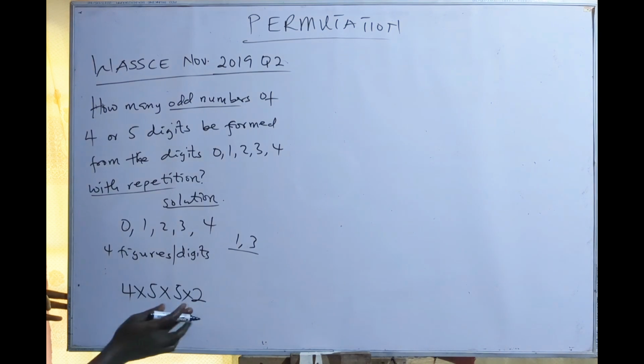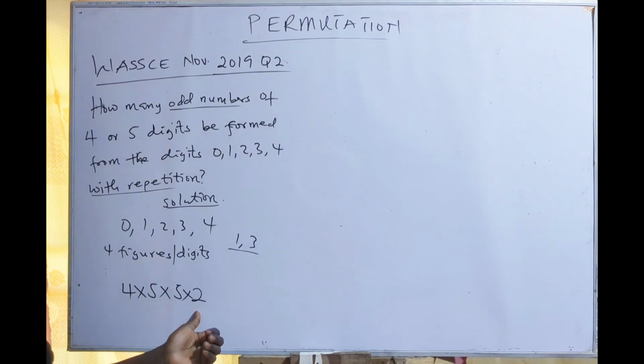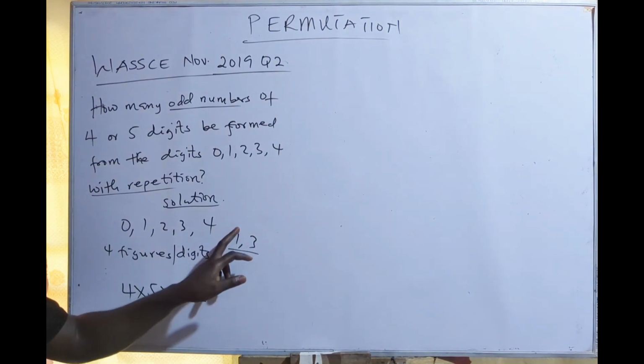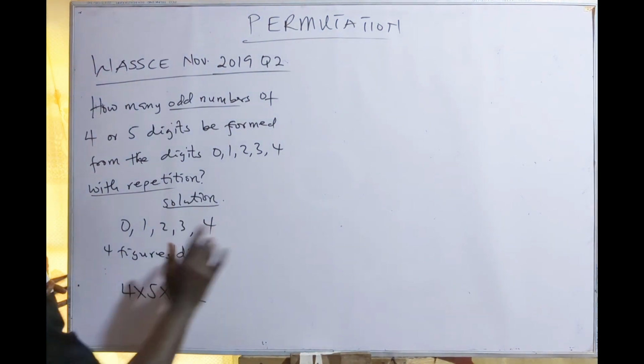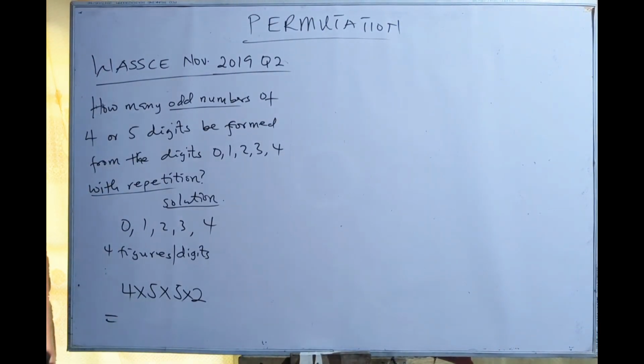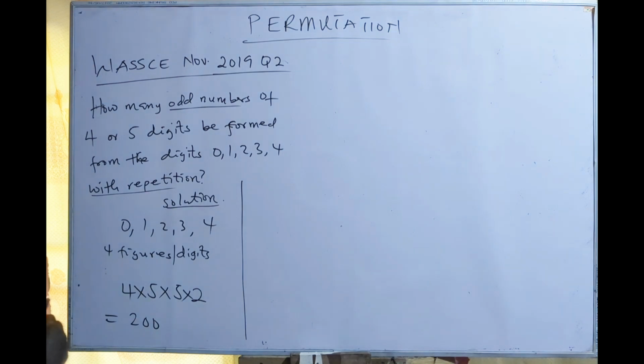And note that because the number will be odd, the last unit digit here has 2 ways, either 1 or 3. So that is the 4-digit number, and these are the number of ways. So let's multiply and know the answer. So 4 times 5 times 5 times 2 will give us 200, if it is 4 figures.